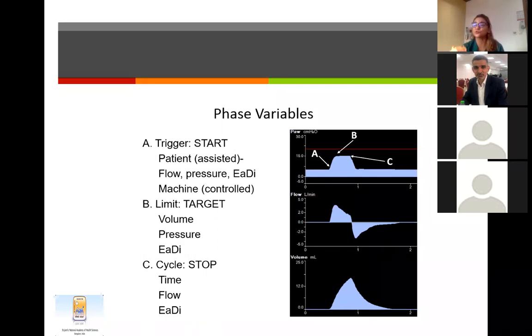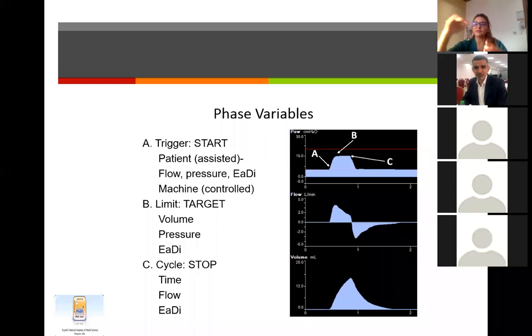So we are usually using a pressure limit ventilator unless we combine it with a volume guarantee. So this is the limit where we won't go beyond it, either it will be volume or pressure, and in NAVA, EDI. Then when do we stop? There should be a time when we will stop that much pressure generation. So that will depend on what type of thing you are using.